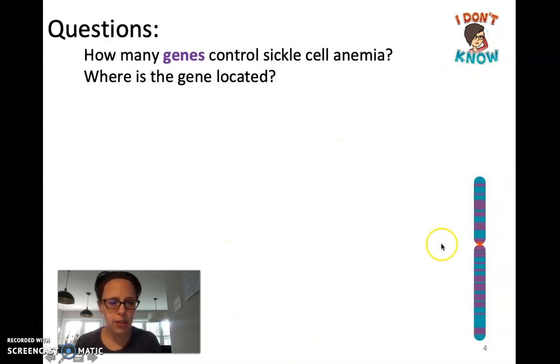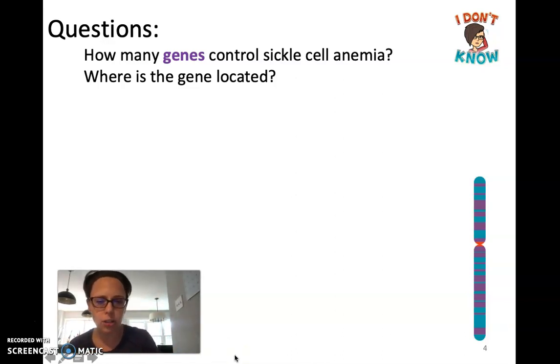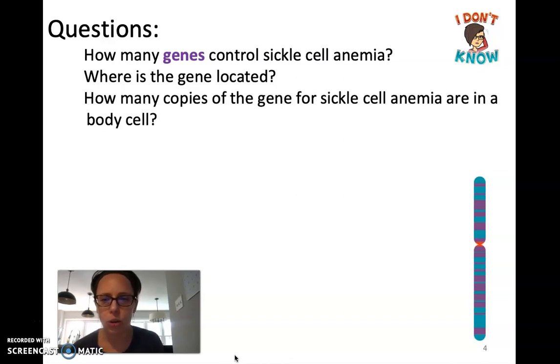So here I have a sketch or a model of a chromosome. Anybody know what chromosome this is? Thinking way back to last unit, we highlighted a lot of diseases that are on this chromosome. This is chromosome 11, ladies. So let's just label that chromosome 11. We have 23 different kinds of chromosomes, and it's specifically on chromosome 11.